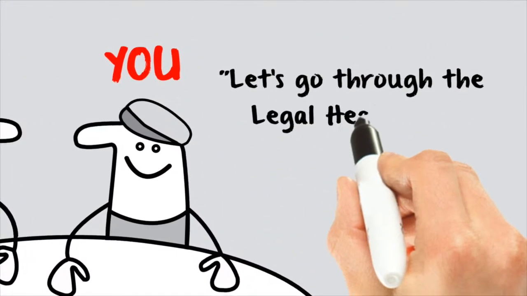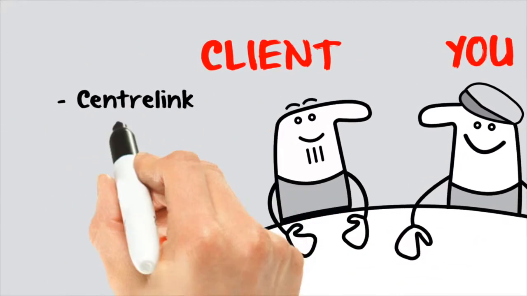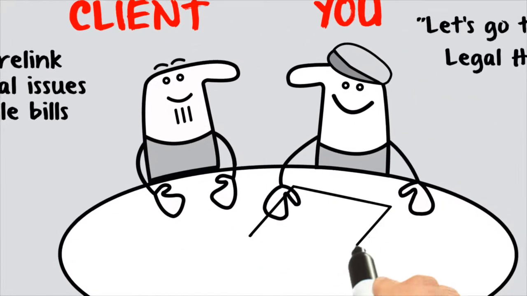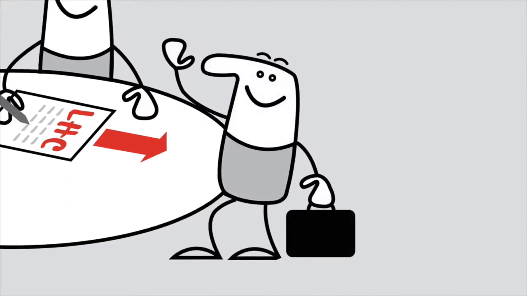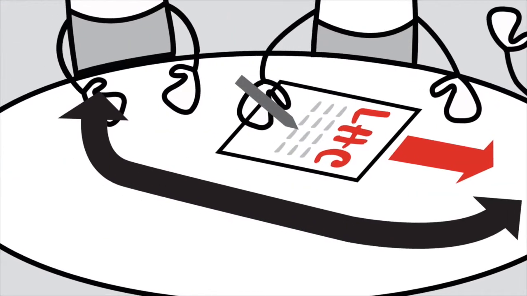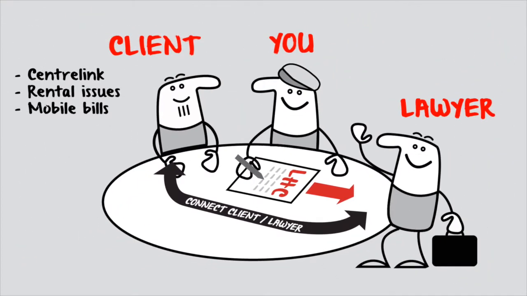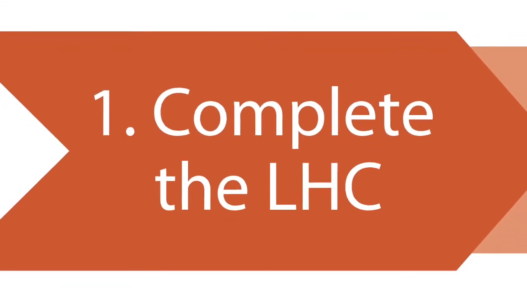There are 3 steps to collaborating using a legal health check. Firstly, complete a legal health check to identify the legal issues. Step 2, use the legal health check to connect to an appropriate lawyer. And step 3, keep supporting your client to resolve the legal issue. Let's look at each of these steps in turn. Step 1, complete a legal health check with your client.